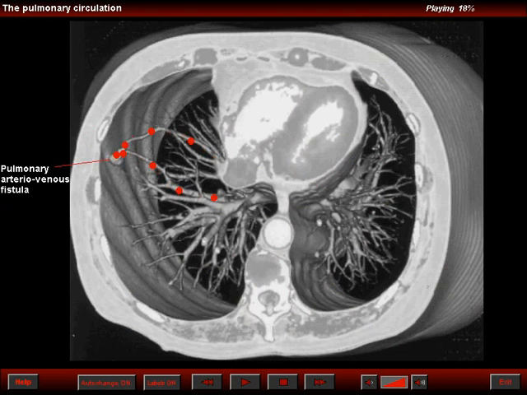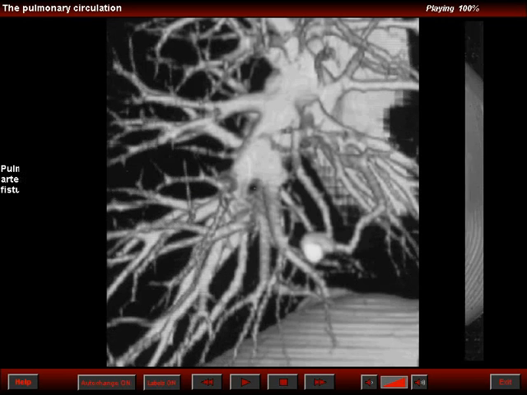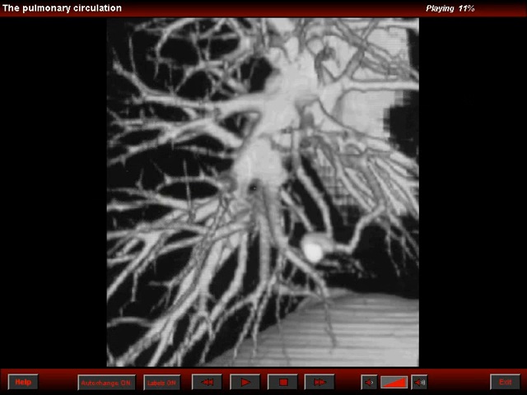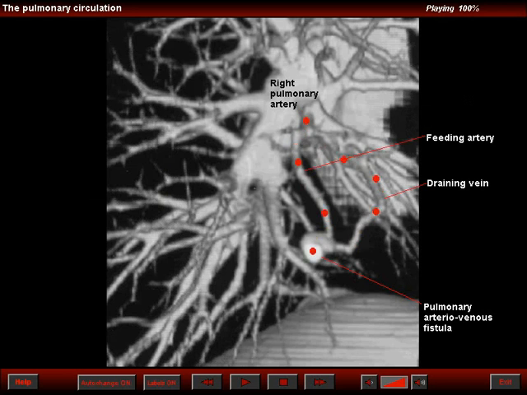In this three-dimensional reconstruction of multiple image projection, note a pulmonary arteriovenous fistula with the feeding artery and the draining vein. Another three-dimensional reconstruction in the sagittal plane of a pulmonary arteriovenous fistula, revealing the nodule, the supplying artery, and the draining vein.